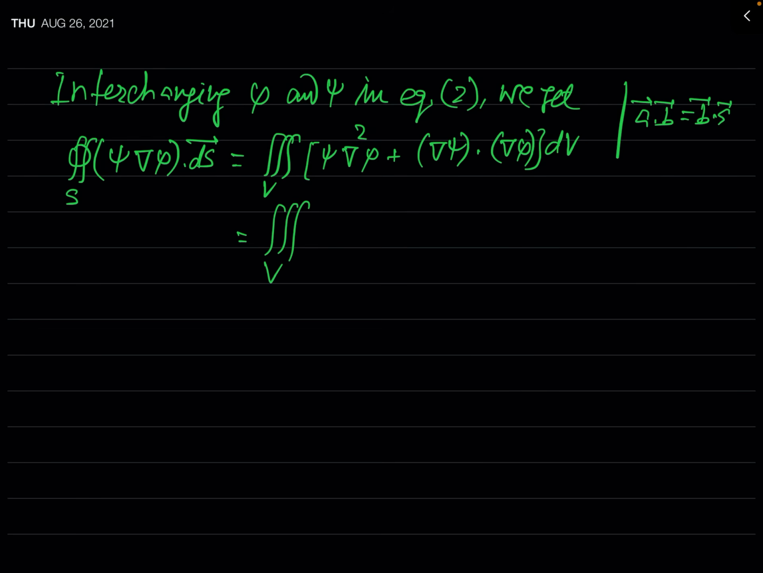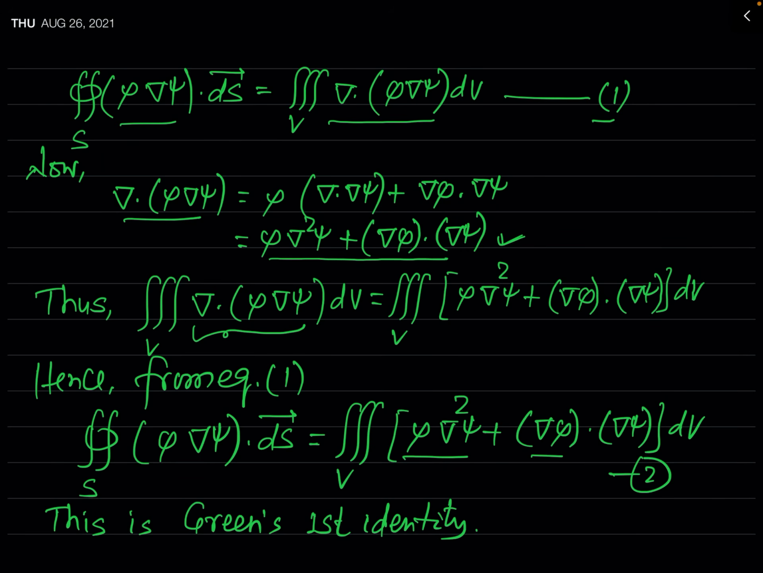This is the volume integral over the volume V of psi del 2 phi plus del phi dot del psi dV, and say this is equation 3. This will be equation 3.